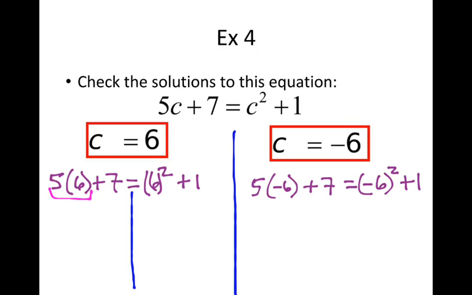Multiply. So I'm going to do 5 times 6 and get 30. Bring down the plus 7. And then I'm going to add the 30 plus 7 and get 37. Okay, so that's what I get on the left side.